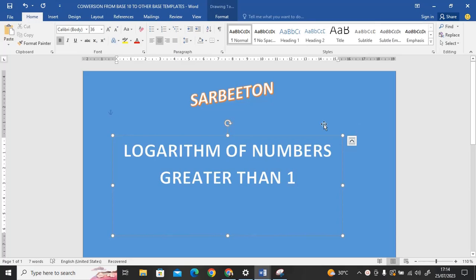Hello guys, this is the second part of the logarithm of our week one topic. I told you it's very long. The first one we did was standard form. Now we are going to use that experience of standard form to solve logarithm of numbers greater than 1. So let's get into work.